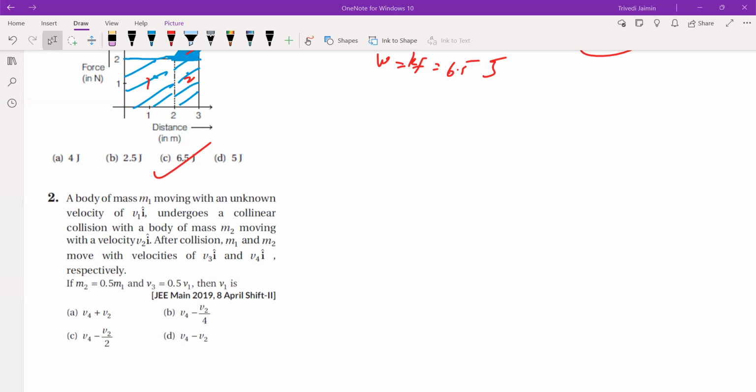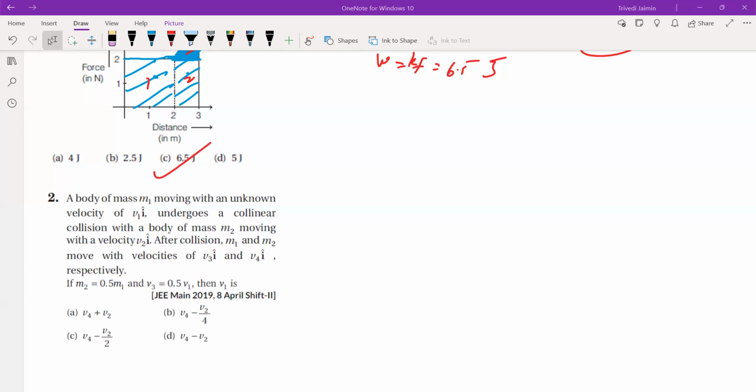Okay, so let me read again. A body of mass m1 moving with unknown velocity v1 undergoes a collinear collision with a body of mass m2 moving with velocity v2. After collision, m1 and m2 move with velocities v3 and v4. Yeah, easy. If the velocities and masses ratio is 0.5, very good. So what's the v1?